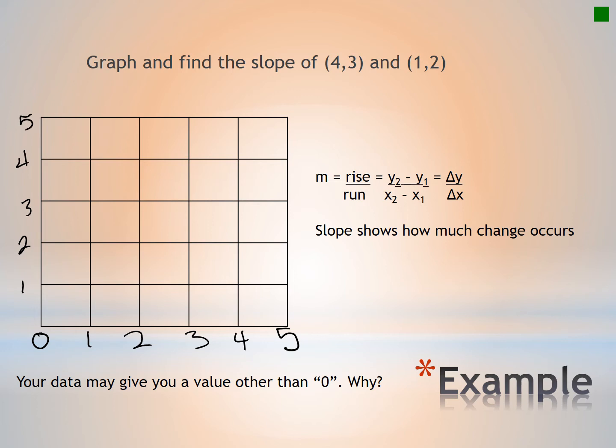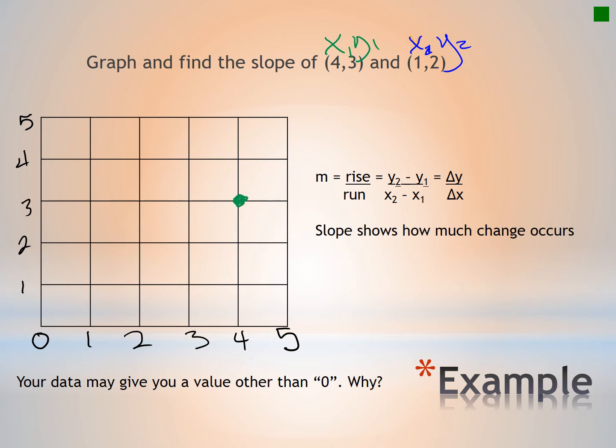So whenever we're doing these data points, first off, this is your x, and then you say your y. Okay, so this is x2, y2, and this is x1, y1. It really doesn't matter which one you assign as ones or twos, as long as you're consistent with your data points. So I'm going to do my x coordinate, which is 4 and up 3.